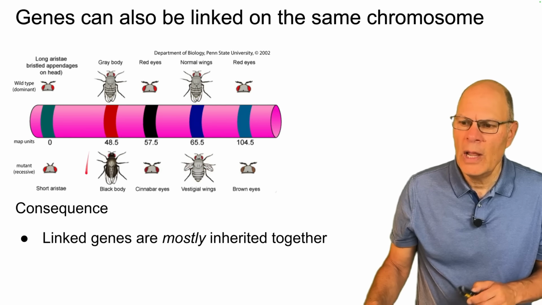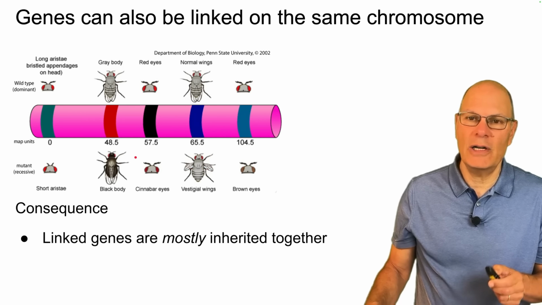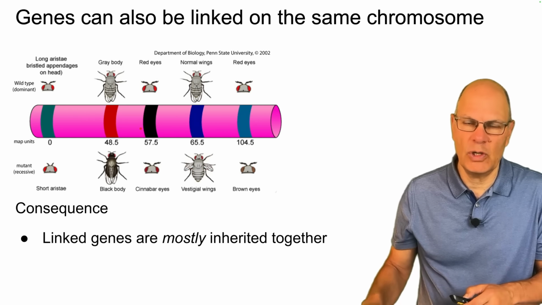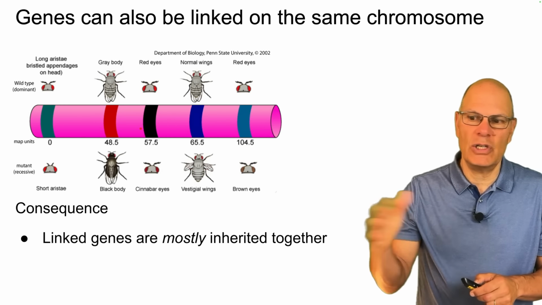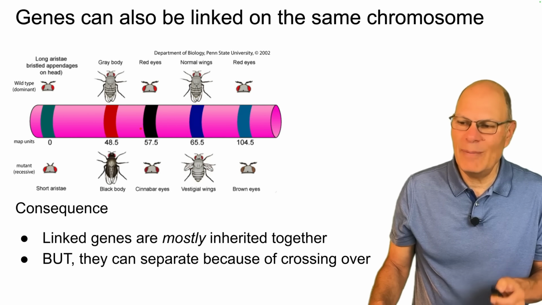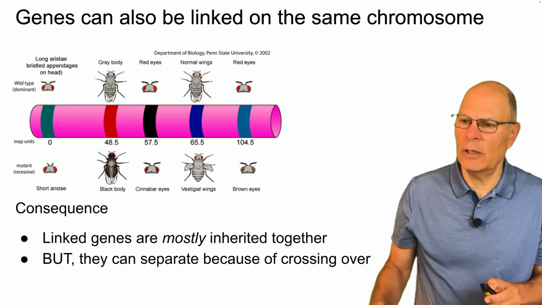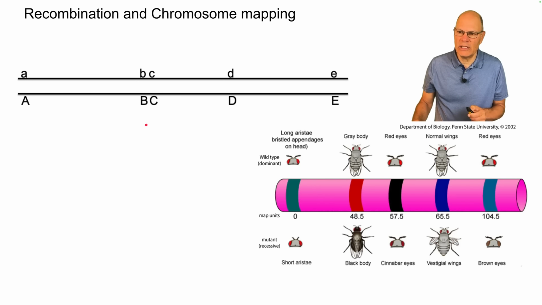What do you need to know? Linked genes are mostly inherited together. They're on the same chromosome. As they get sent to the next generation, they'll travel together. However, they can be separated because of crossing over. To make this a little clearer, look at this example.